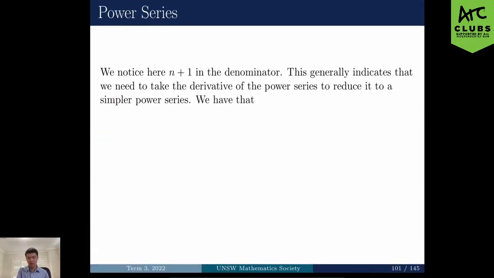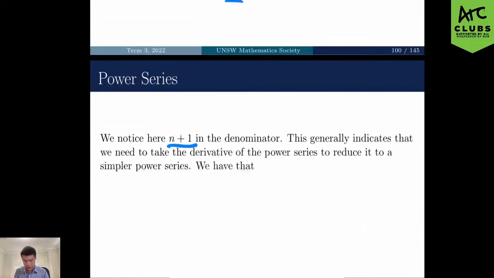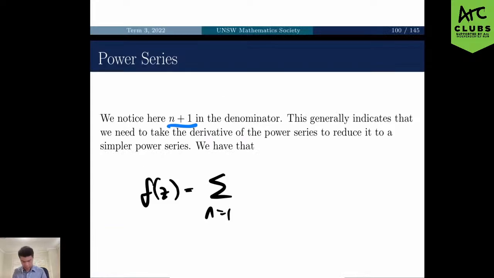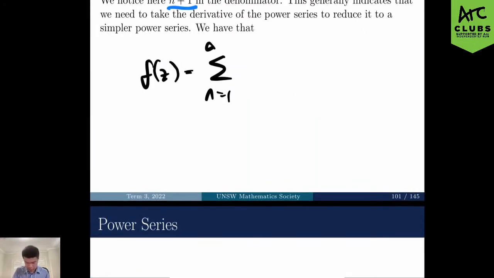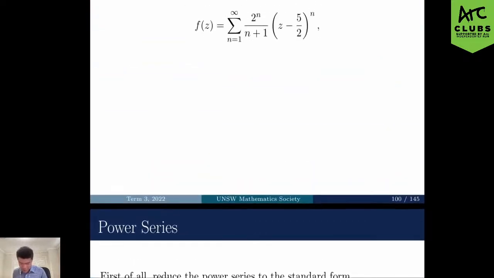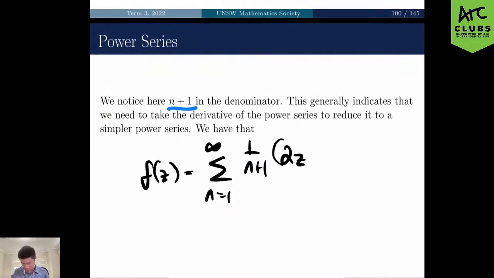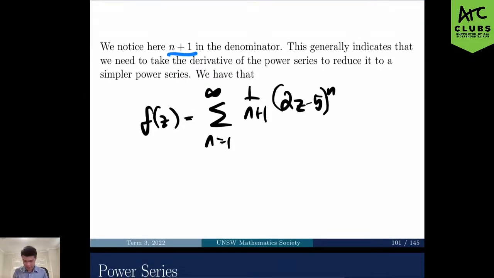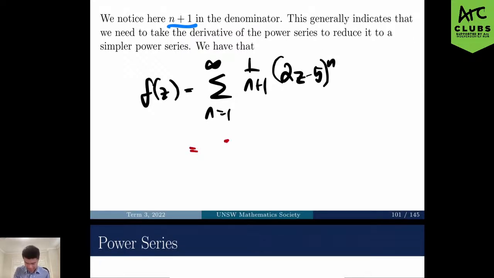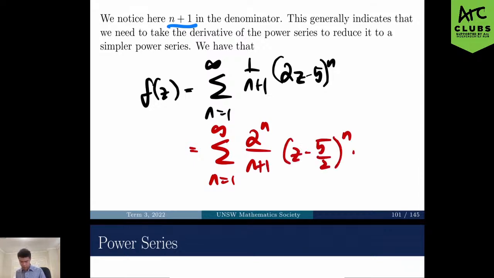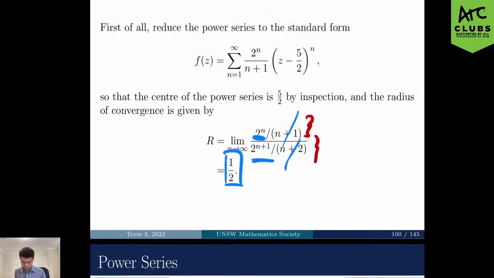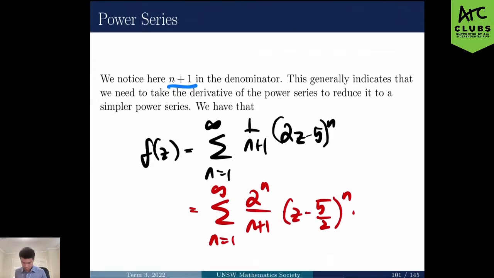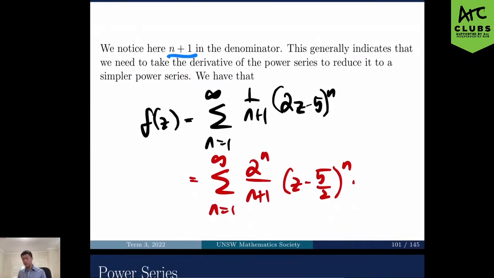So yeah, we notice here n plus 1 in the denominator. We generally want to take the derivative of the power series to reduce it. And so let's just write out what we had. So it's this thing, 1 divided by n plus 1. Okay, so yeah, we had this over here, and we basically wanted to remove the n plus 1 term.